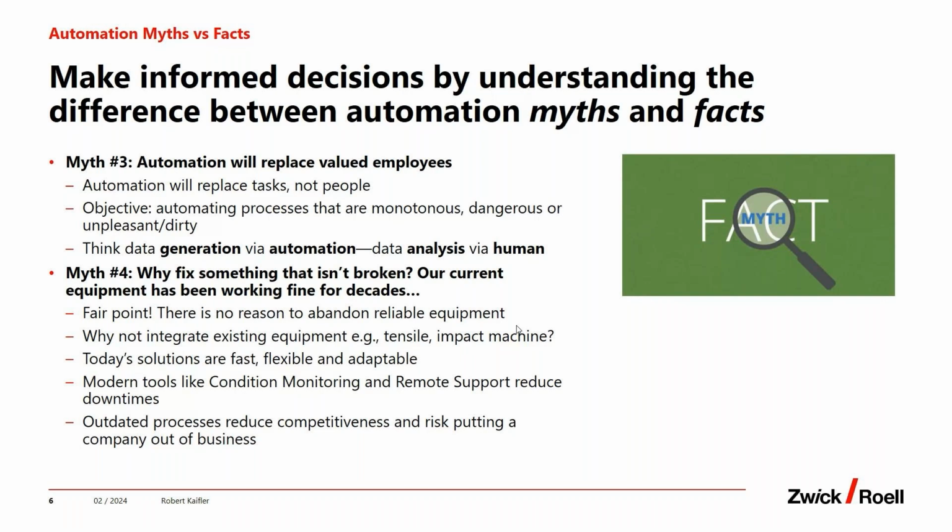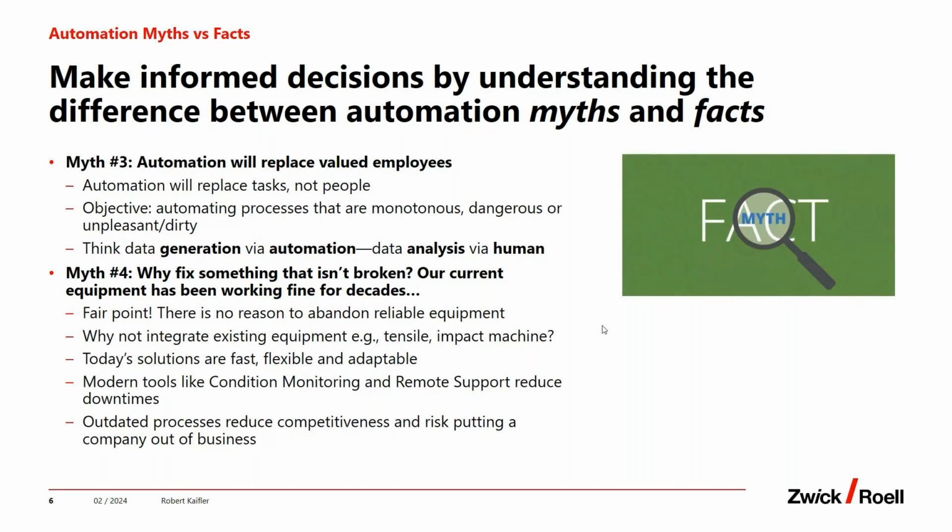The objective of automation is automating processes that are monotonous, which means they are boring. They are dangerous, for example, heavy samples, or safety-wise, if I'm talking about syringes or cutting edges, it's dangerous, or it's unpleasant and dirty. So the objective of automation is clearly data generation via automation and data analysis via the human being, the operator. That means generating the data is really the key with the automation.